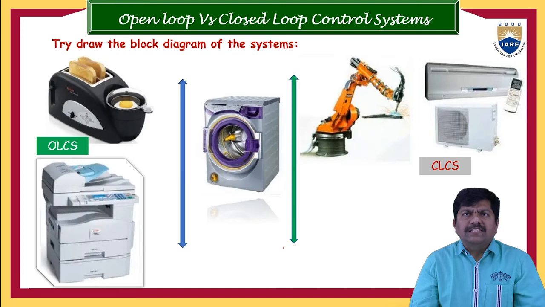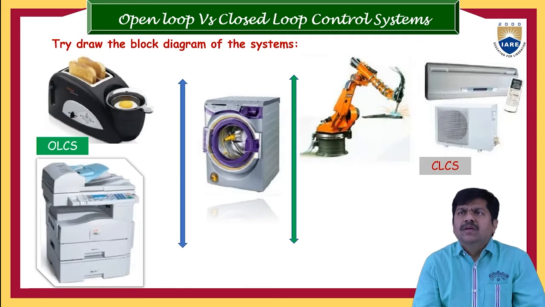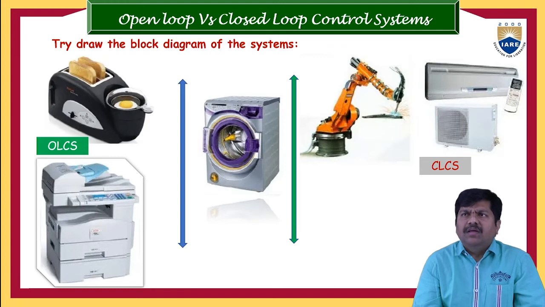Now these are a few more examples for open loop systems and closed loop systems. And on the right side, this robo-arm and ACs are closed loop control systems. Because in the AC, once the room temperature is as per our expectation, suppose you adjust it at 23 degrees centigrade or 22 degrees centigrade, once it is achieved, then automatically the compressor will be turned off. So there will be a sensor that measures the temperature of that particular room. So the robo-arm and the AC are the best examples for closed loop control system.